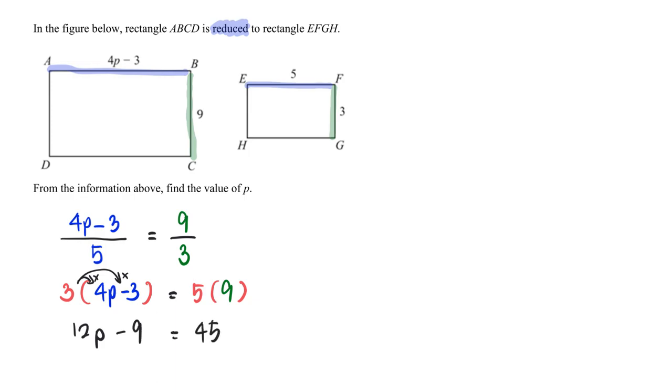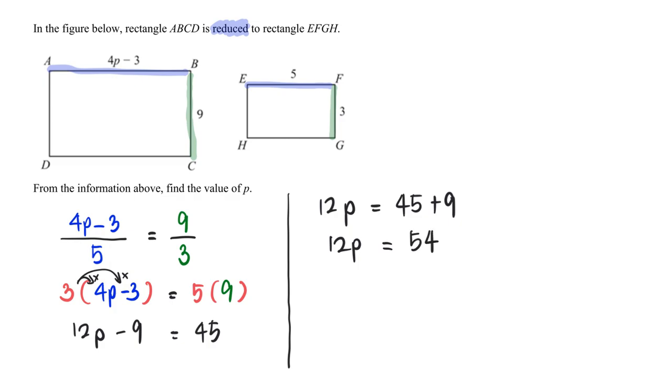And let's continue to solve this particular equation. I'm going to add 9 on both sides, such that I'm only left with 12P equals 54. And finally, I'm going to divide by 12 on both sides to give me the final answer for P. So my P will be equals to 4.5.